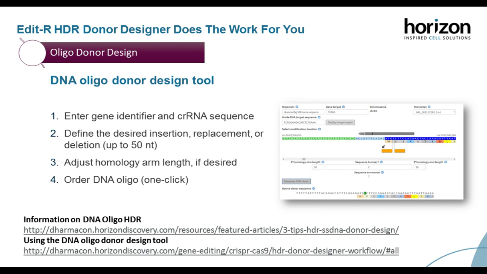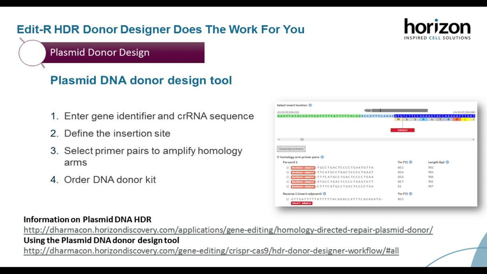It's like one-click buy. So the plasmid donors are particularly good for knock-in of a fluorescent marker or other large inserts. And here are some other resources which we have generated in these links below to help you when designing your plasmid donor, and a how-to video on how to use that design tool. And again, these will all be summarized at the end of the presentation.